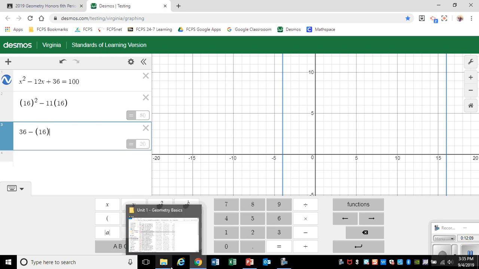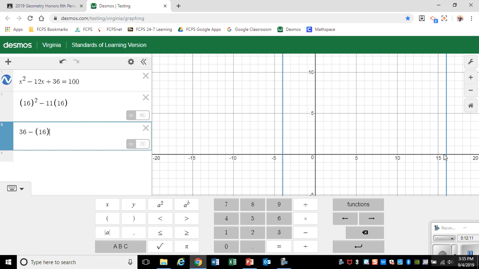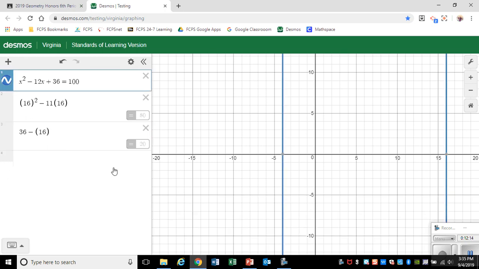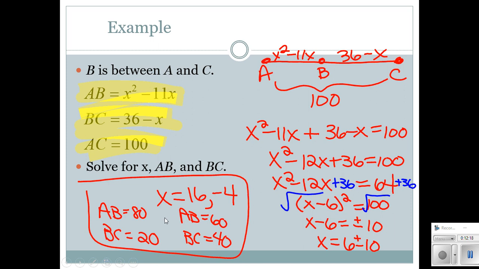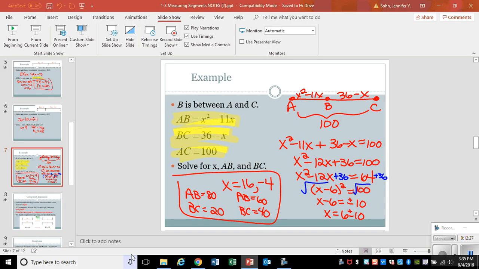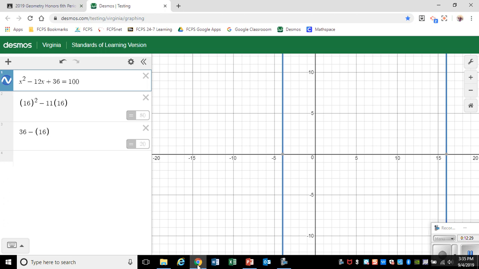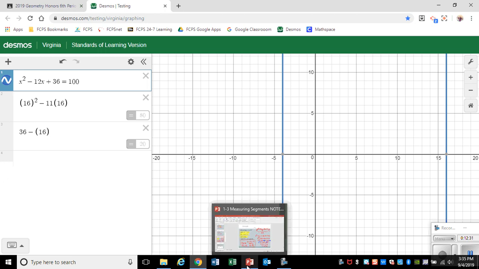So I just plug in the x value, which is 16 right here, into AB and BC, and I got those numbers. So we're going to write AB is 80, BC is what we got? Hold on. 20, right? So we can use that.